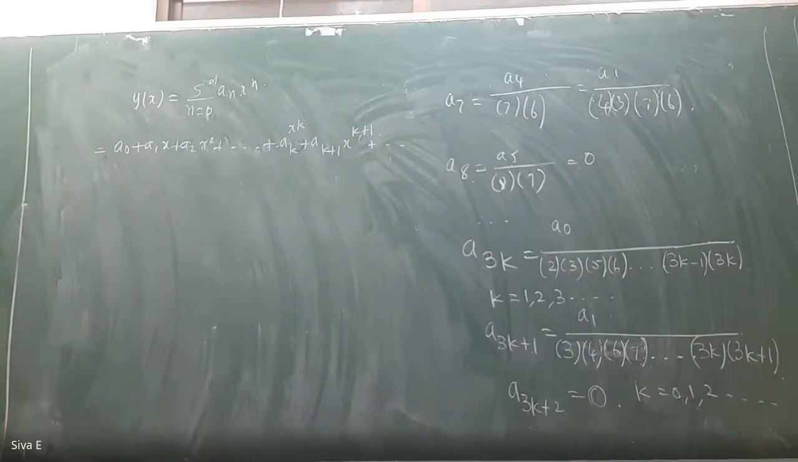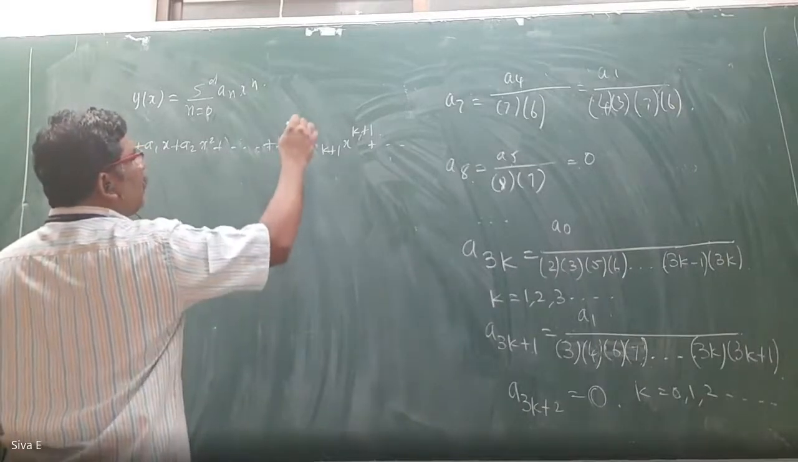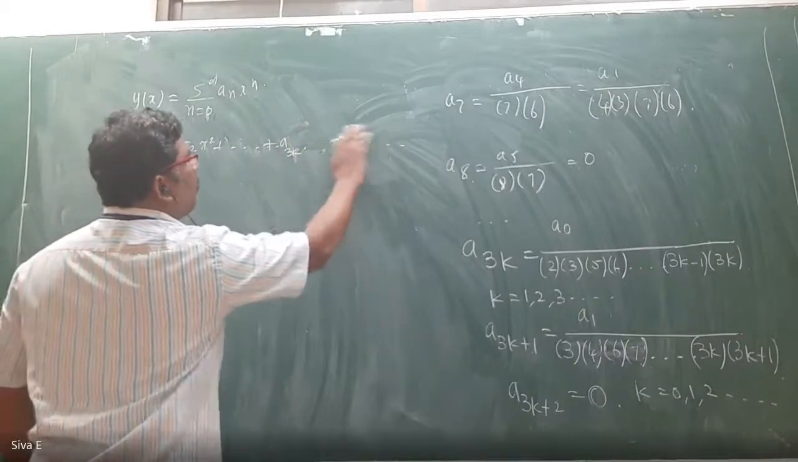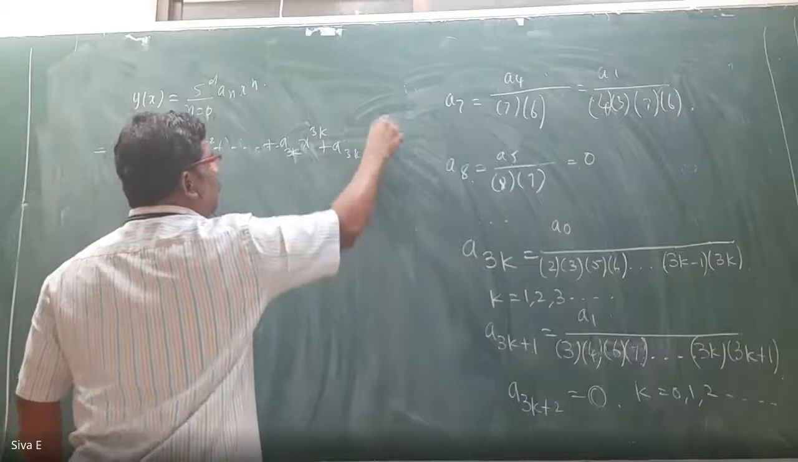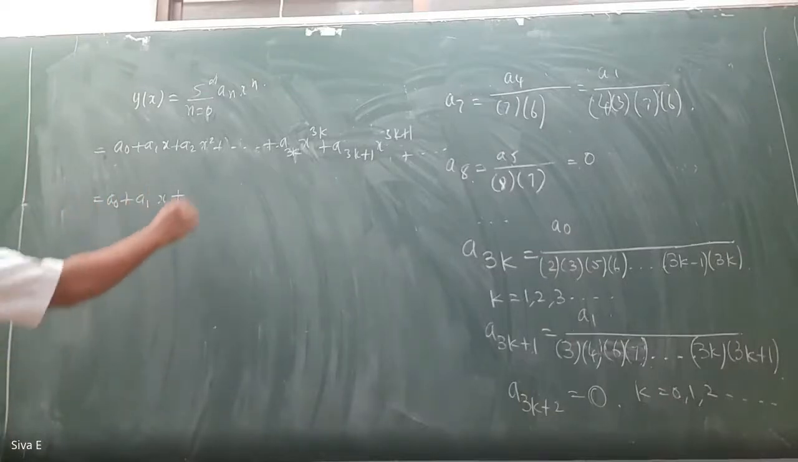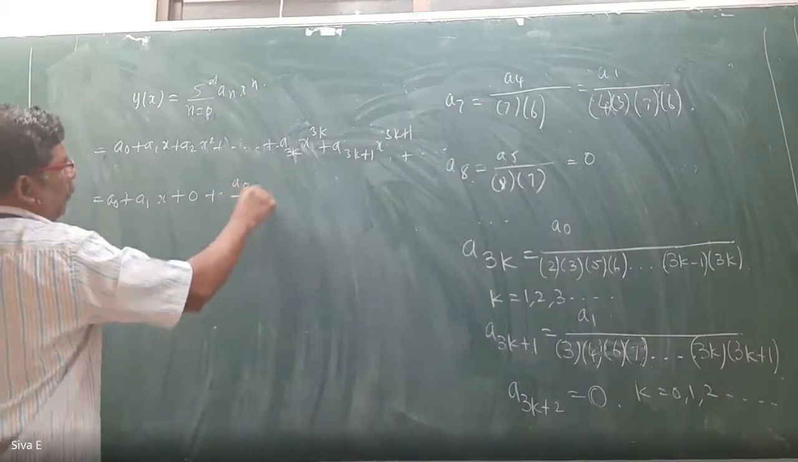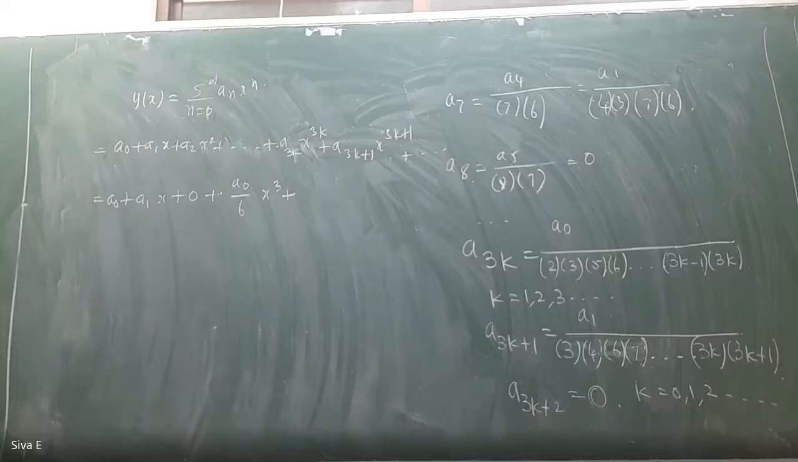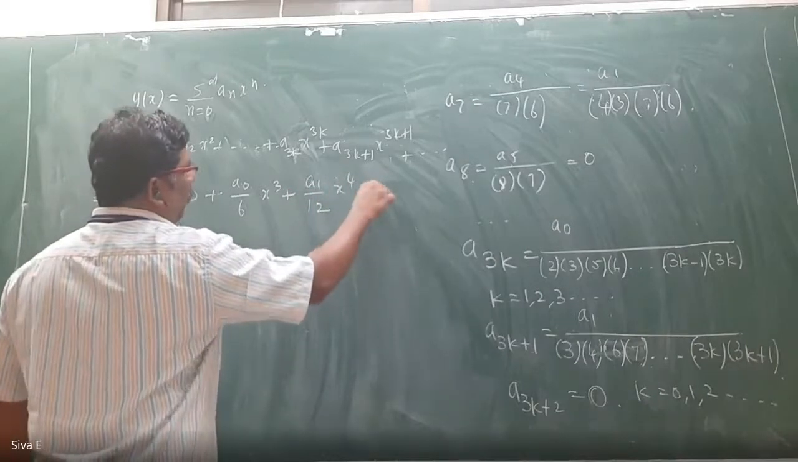But our requirement is a 3k x power 3k. So we can write here based on a 3k x power 3k, a 3k x power 3k plus a 3k plus 1 x power 3k plus 1, etc. So a naught plus a1 x plus 0 plus a naught x cube by 6 plus a1 x power 4 by 12, plus etc.